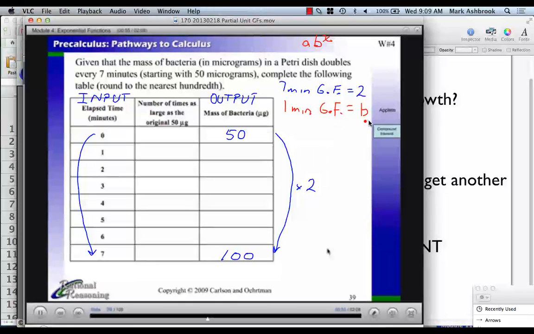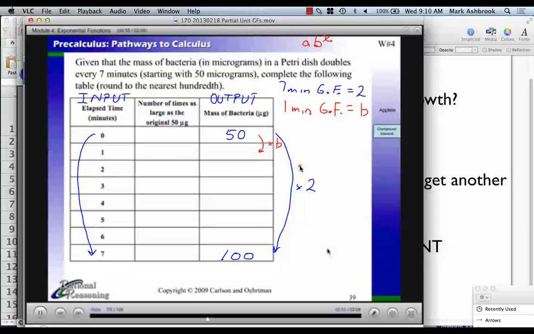Yeah, because what is the 1-minute growth factor? It's the multiplier on output. Now your input is advancing 1 minute, and that multiplier is going to give you the new output if you advance 1 minute.